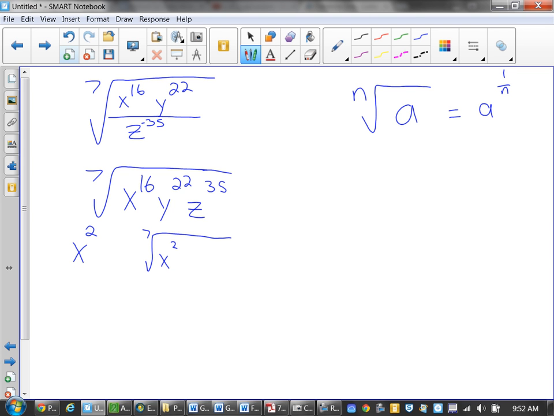All right. Now 7 goes into 22 how many times? 3 with 1 left over. So 3 come out, 1 stays in. Pretty easy, actually. 7 goes into 35 how many times? 5 times, with none left over. Now, did this problem start as an nth root or a fractional exponent? So do I leave it as an nth root or a fractional exponent? Leave it. You're done.